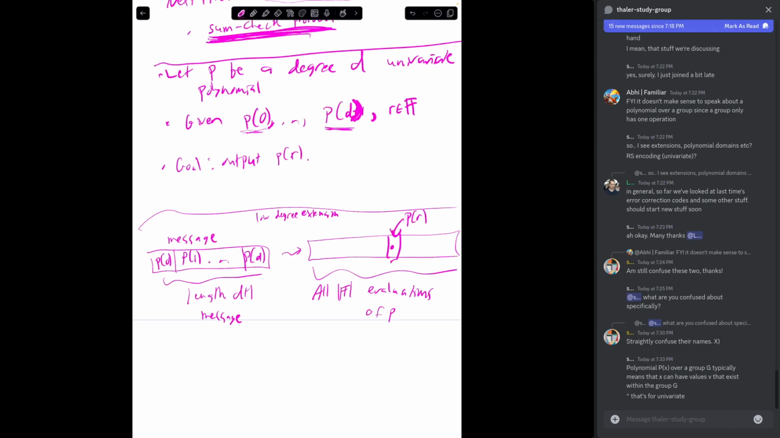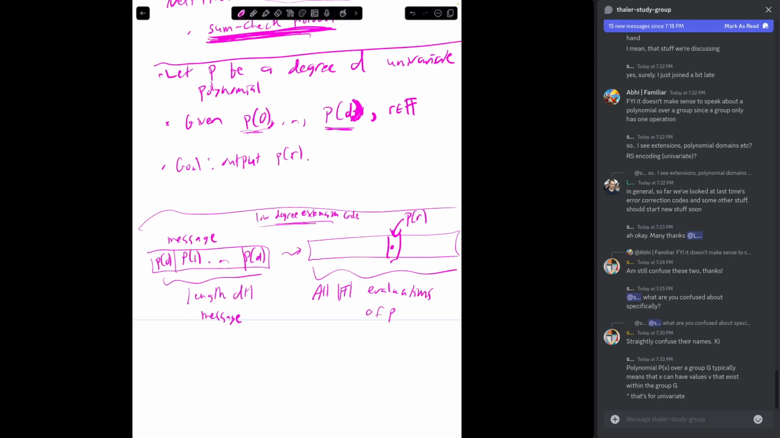With Reed-Solomon, it's not fully specified how you interpret your message as a polynomial. You could interpret the symbols of the message as evaluations of the polynomial, but maybe instead you interpret them as coefficients in the standard monomial basis or something. Low degree extension code refers very specifically to the interpretation of the message symbols as evaluations of the polynomial.